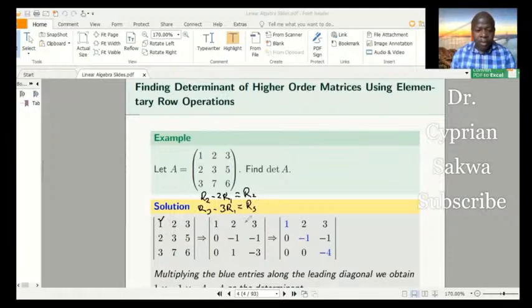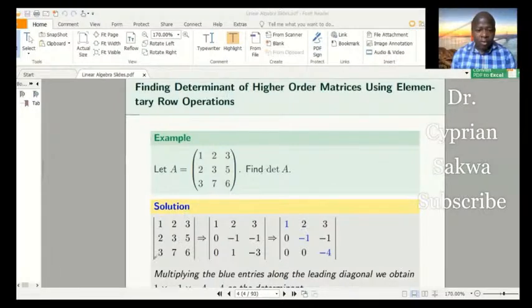Row 1 remains where it is. 2 minus 2 multiplied by 1 gives me 0. 3 minus 2 multiplied by 2 gives me negative 1. 5 minus 2 multiplied by this 3 gives me negative 1. So I'm done with the second row.